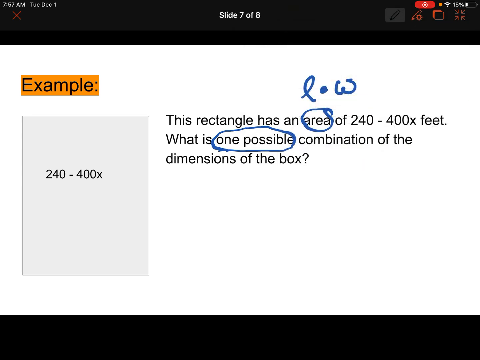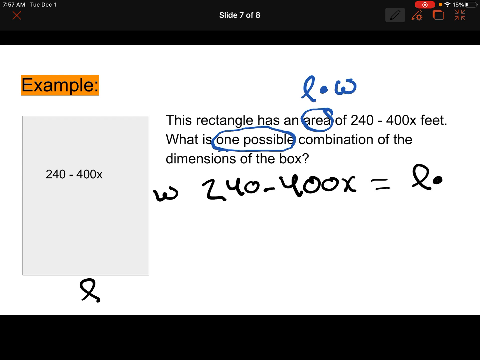Okay. So label our box here. We have a length times a width. So 240 minus 400x is equal to length times width. Now I'm going to solve this by factoring here, so that way I can get a number multiplied by another number. So since it's only asking for one possible combination, we don't have to find the GCF of these two. We just have to find a number that divides both of them.